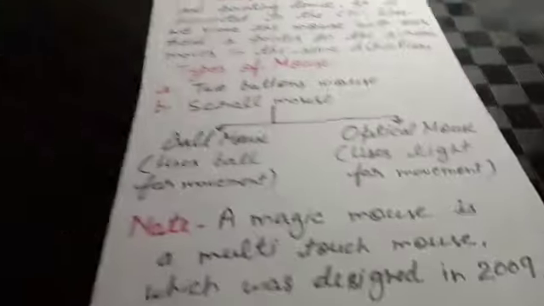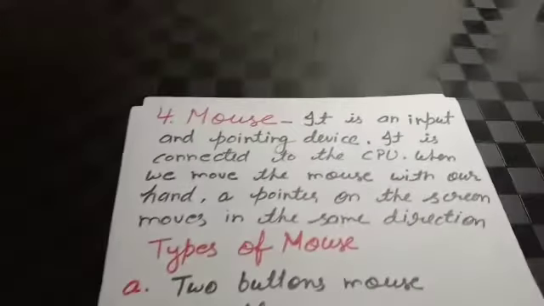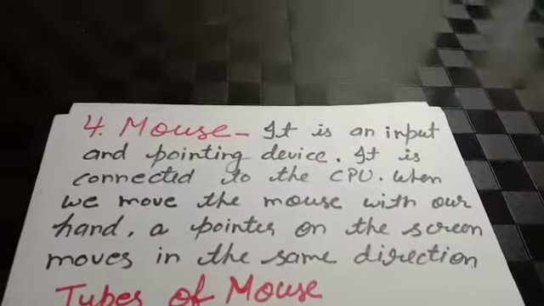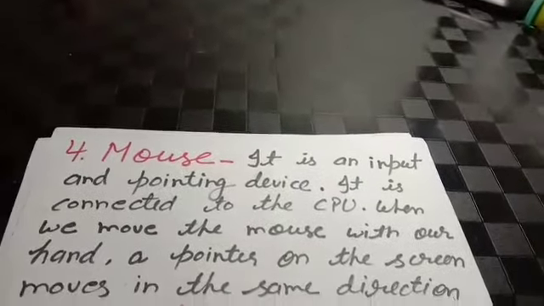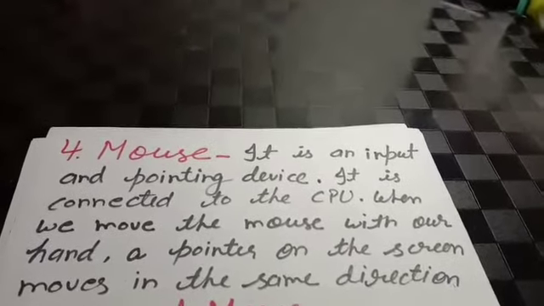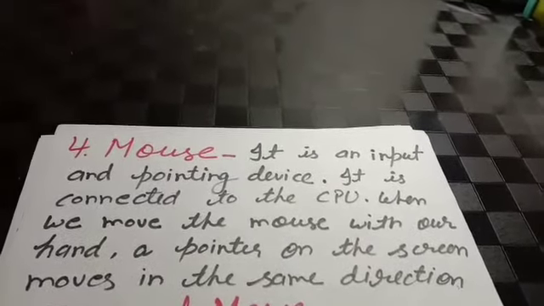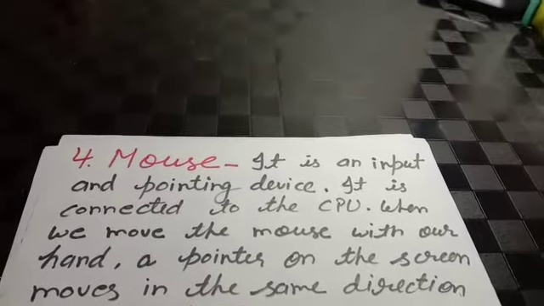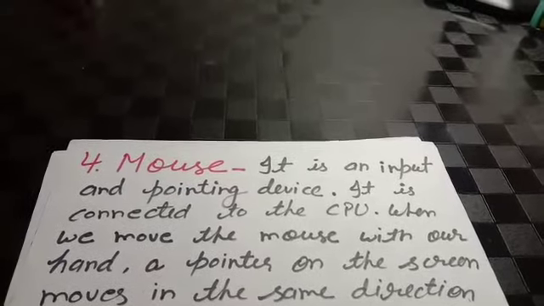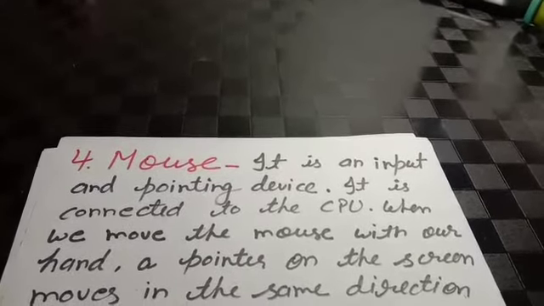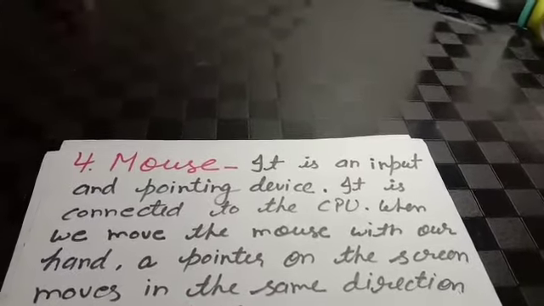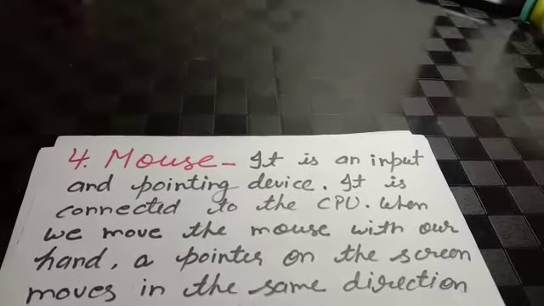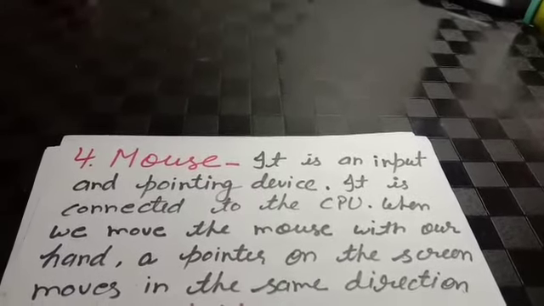Your next one is the mouse. It is an input and pointing device. It is connected to the CPU. When we move the mouse with our hand, a pointer on the screen moves in the same direction. Children, whenever you are working on the monitor, you have seen an arrow always moves. That arrow is called the pointer.